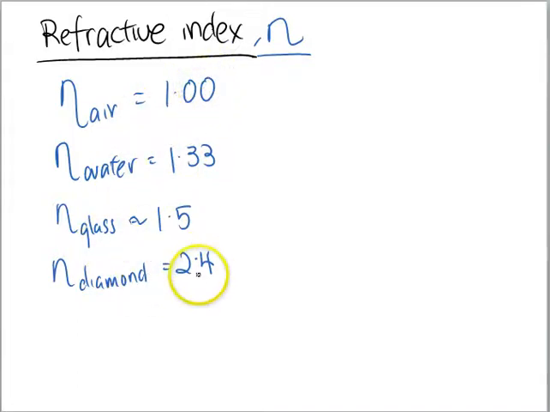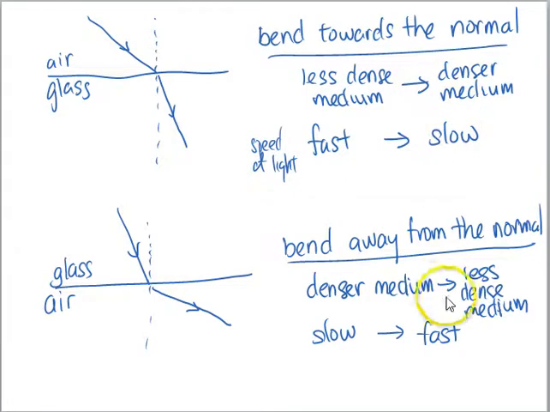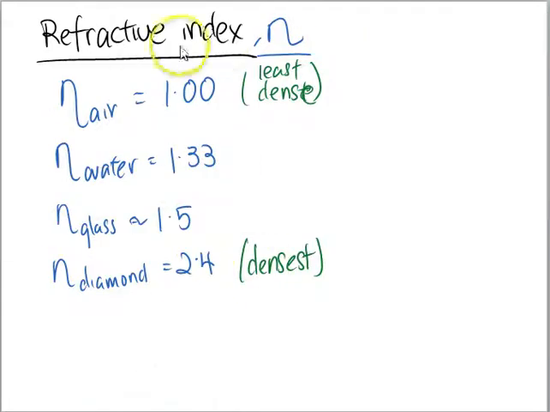Truthfully, the higher the refractive index, the denser it is. So in actual fact, diamond is the densest among the whole lot here, and air is the least dense. So anything traveling into air will bend away from the normal, because it is always traveling from a denser to a less dense medium if it is traveling towards air. So the refractive index is a very good indication of how optically dense an object is.